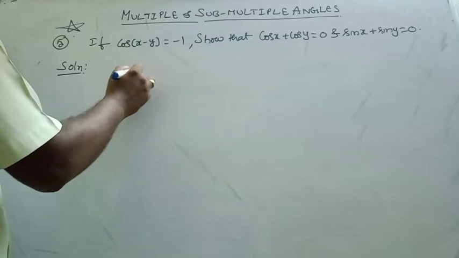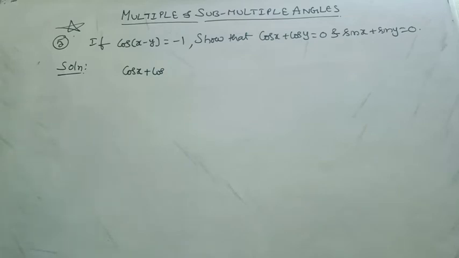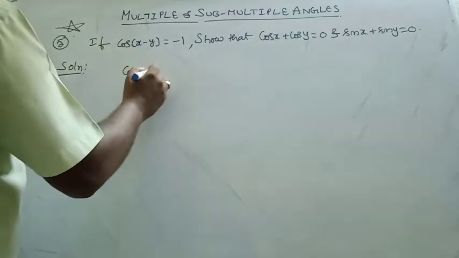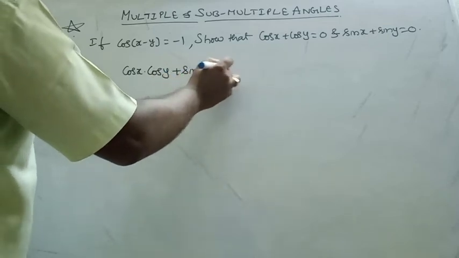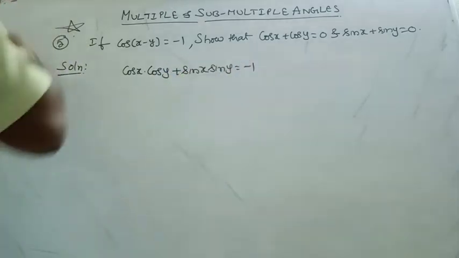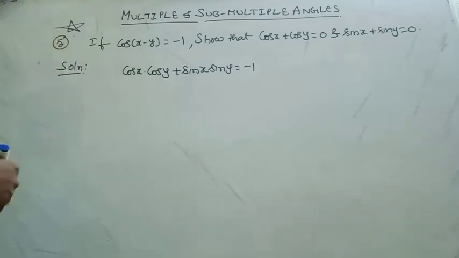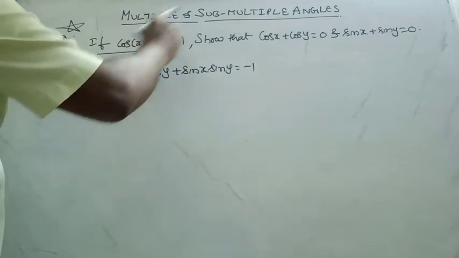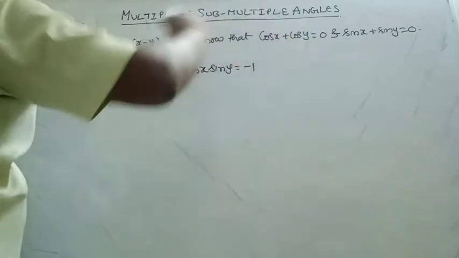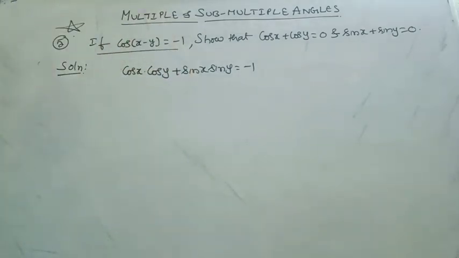That means cos of x minus y is cos x into cos y plus sin x into sin y, which is equal to minus 1. This is what we are given. Now, you see, my dear students, this is given, and we need to prove this, or this is given and we need to prove this. If you prove either one of the two, it will be sufficient.